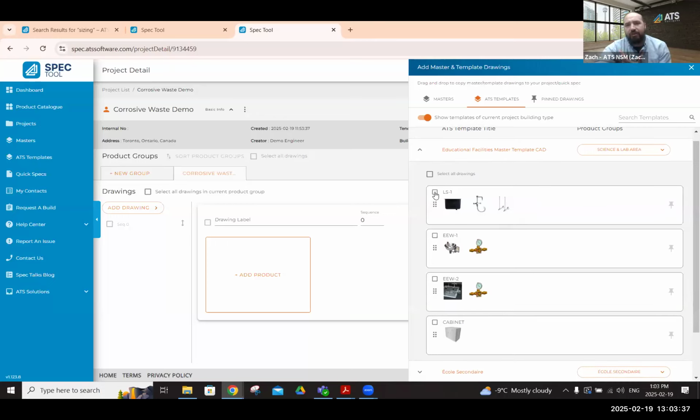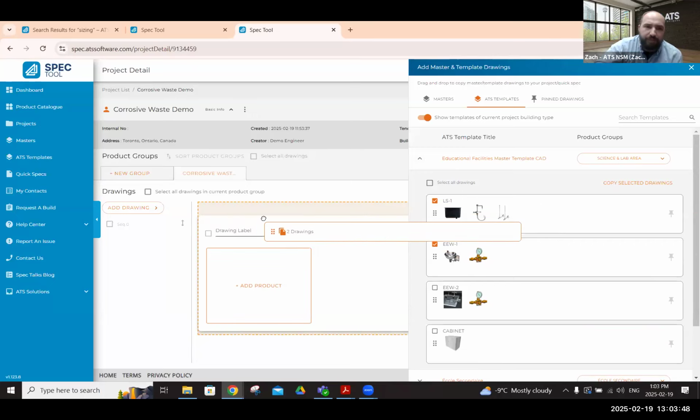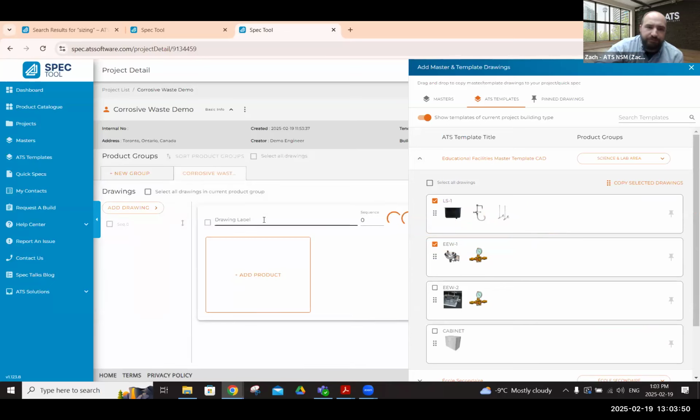We can grab a quick sink with the lab spout. We can grab an eye wash. We can grab anything else we need. We will just drag and drop over into our project.